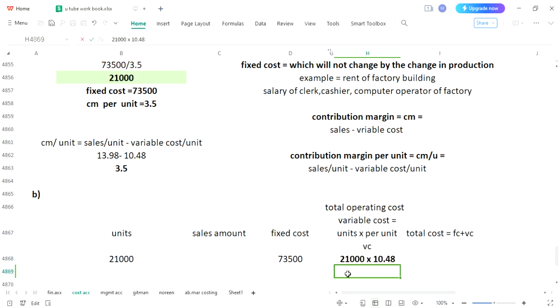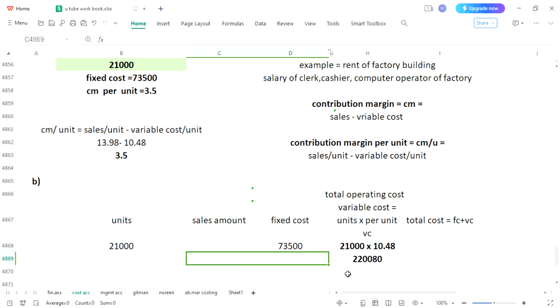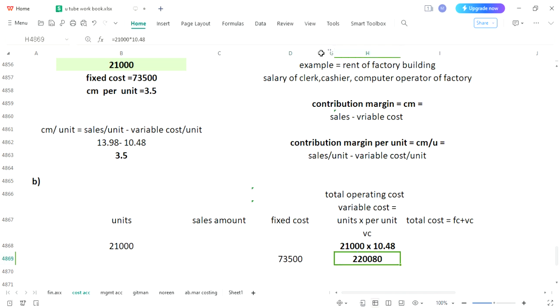Over here now the statement can be put on your calculator, 21,000, and that would be multiplied with 10.48, which is your per unit variable cost that has been calculated. What we have done, 21,000 multiplied by 10.48. A little strange answer we are getting, but it's okay. Your fixed cost is 73,000, and you can put it to your second line. Better to write over here, and this is your variable cost.